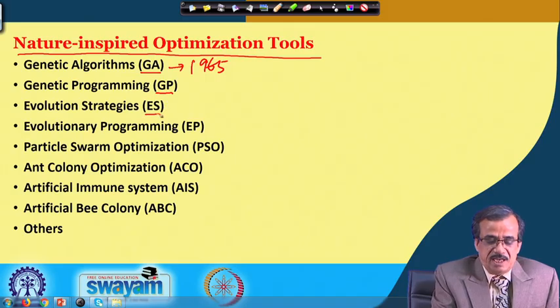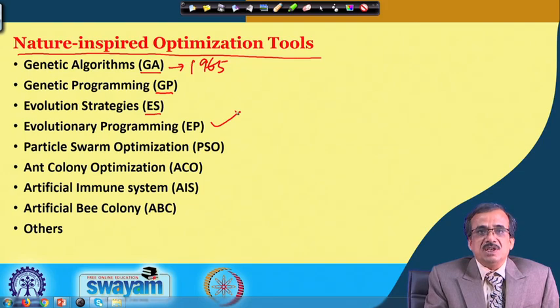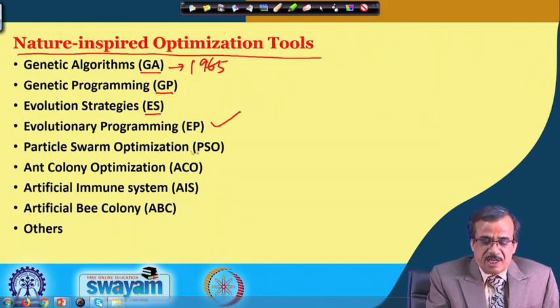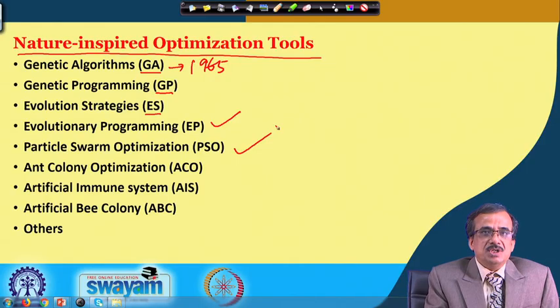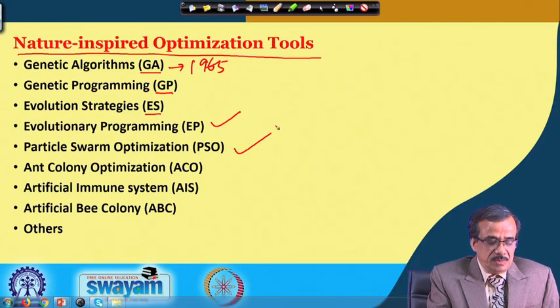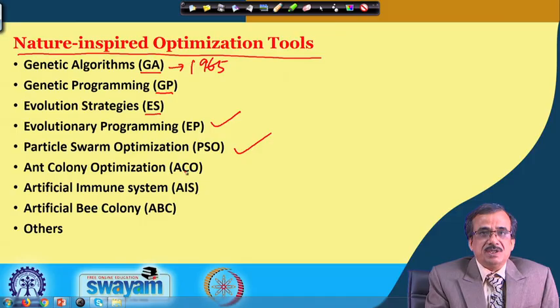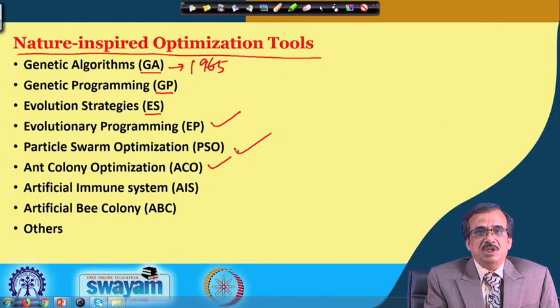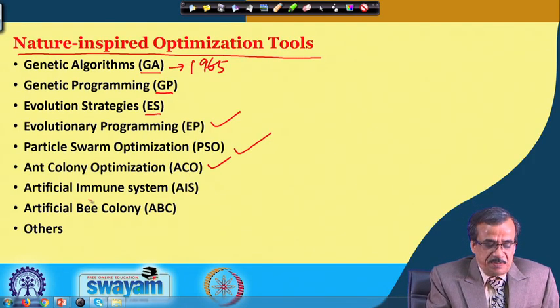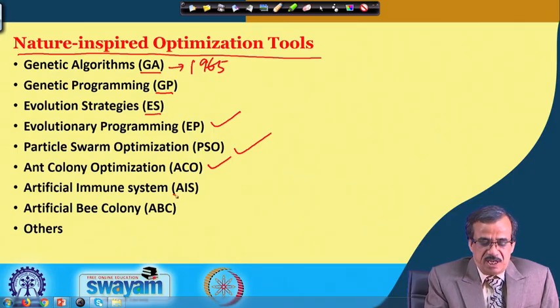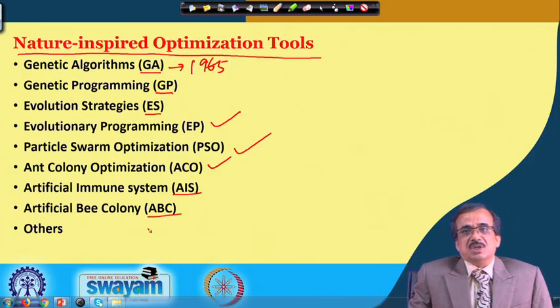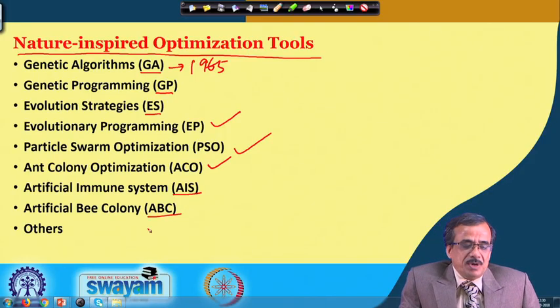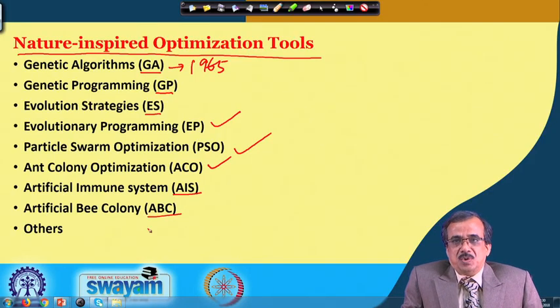Now, this is known as ES. Then we have got evolutionary programming, it is known as EP. Then comes your particle swarm optimization, in short this is known as PSO. Then we have got ant colony optimization, this is known as ACO. Then we have got artificial immune system, that is AIS. We have got artificial bee colony, in short this is known as ABC and others. We have got in fact a large number of nature inspired optimization tools.